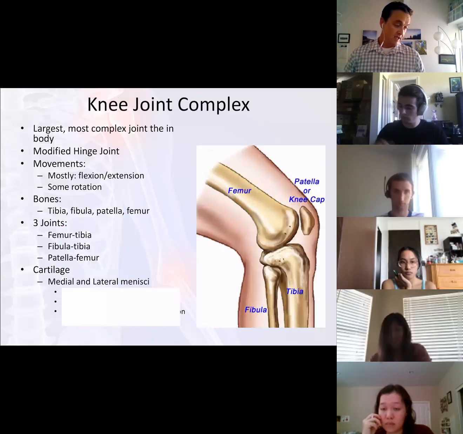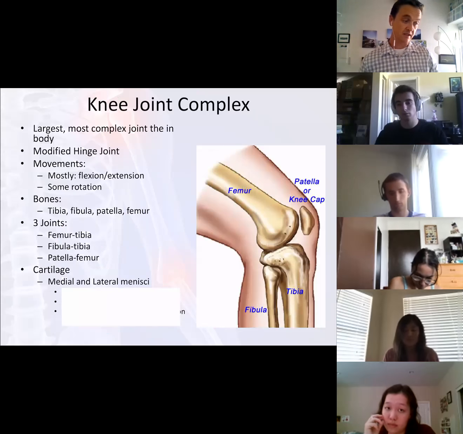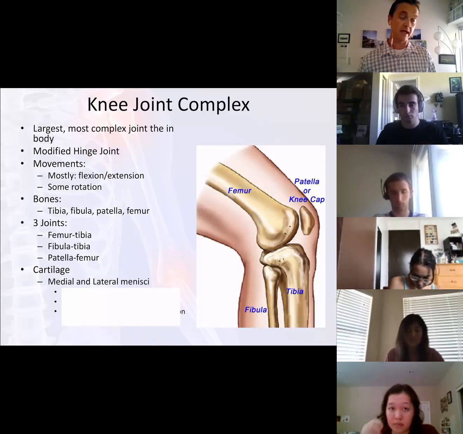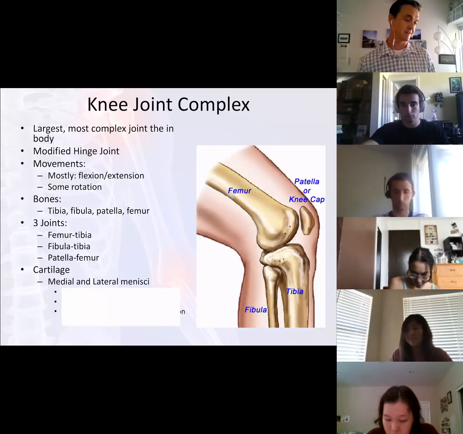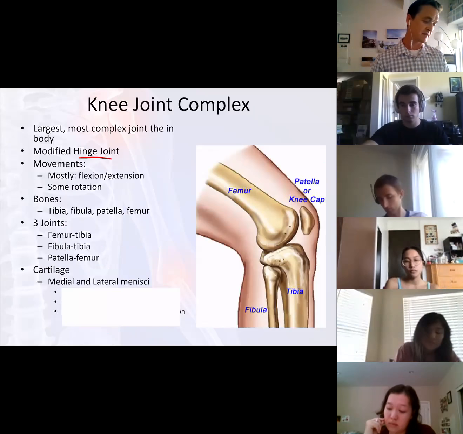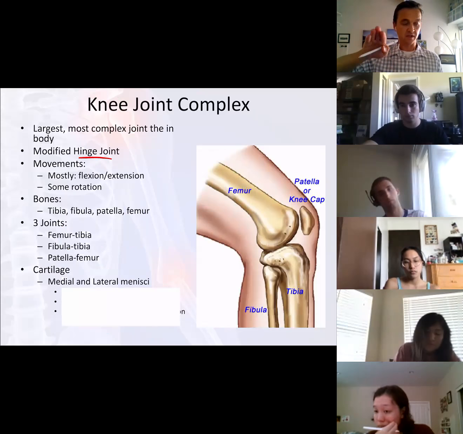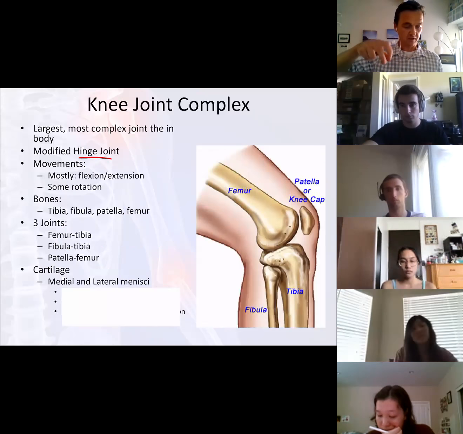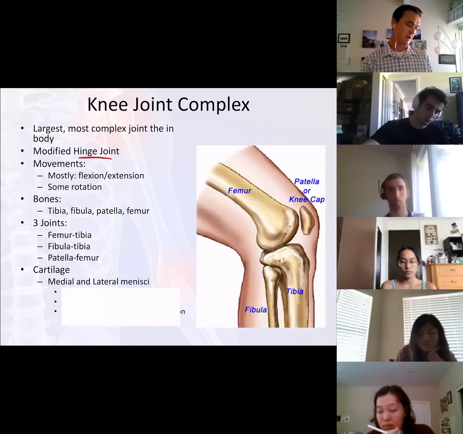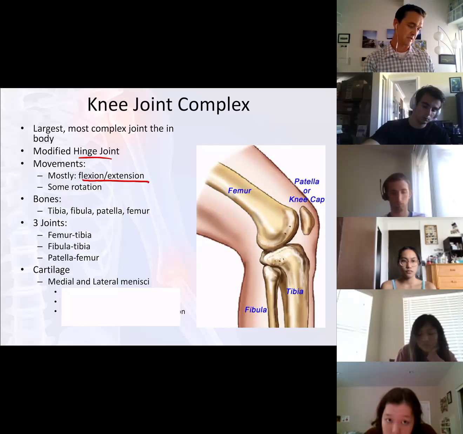Okay, let's talk a little bit about the knee. The knee, as it says there, is the largest and most complex joint complex in the body. Okay, it's kind of like a hinge joint, but it's a little bit different because it's not only that you can flex and extend your knee, but you can also rotate your knee a little bit too. Okay, so it's mostly flexion and extension, that sagittal plane movement, but there's a little bit of rotation.